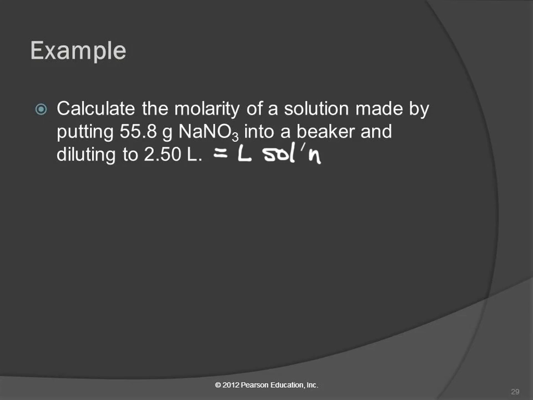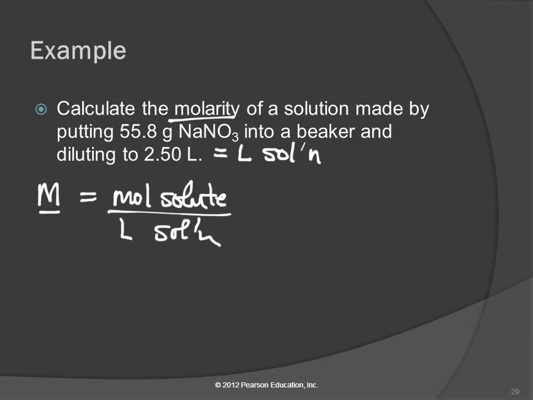So they're saying calculate the molarity. We need to remember what molarity is. Molarity equals moles of solute divided by liters of solution. So that's what we need to find, those two things. Well, we already found the liters of solution. Did they give us the moles of solute? No. They gave us grams. They were nice enough to give us the chemical formula instead of the name, so that was thoughtful. Can we convert 55.8 grams to moles? Yes, absolutely.